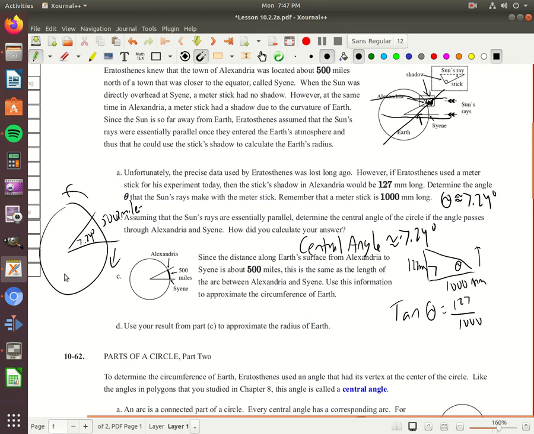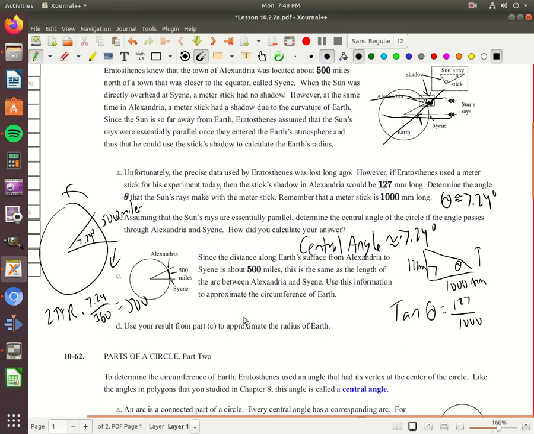Well, I know that it's going to be 2 pi r. I don't know what the radius is, so we want to get the circumference of the Earth first. If we look at this, 2 pi r is going to equal 7.24 out of 360 degrees, and we know that that's going to equal 500 miles. So we can kind of work backwards to get the radius here.